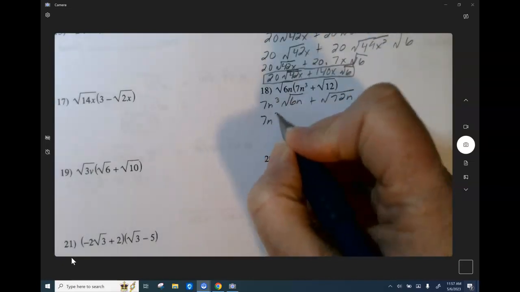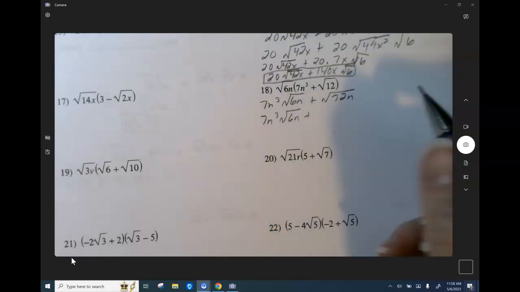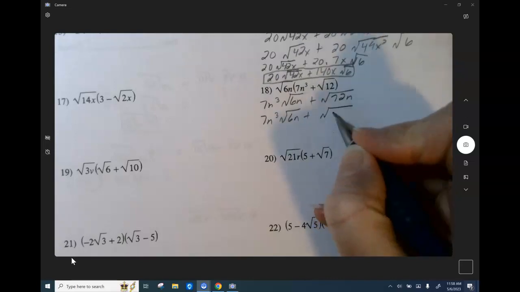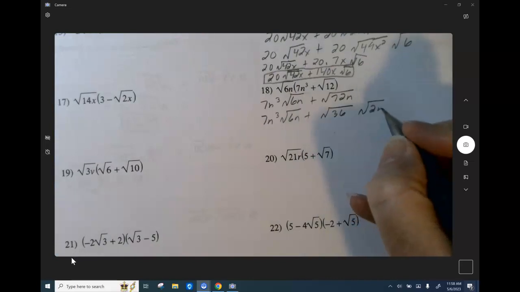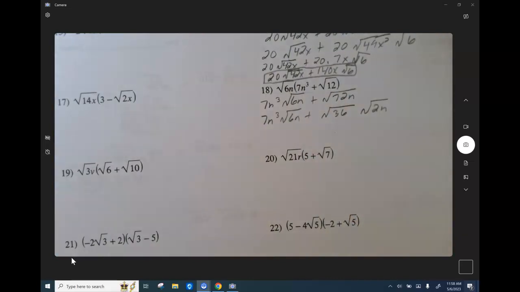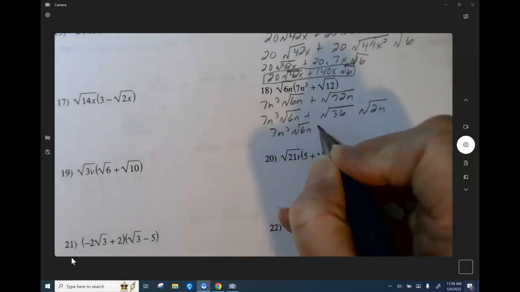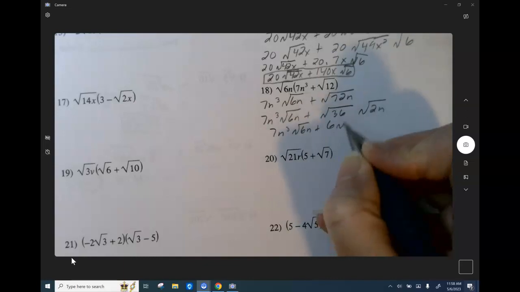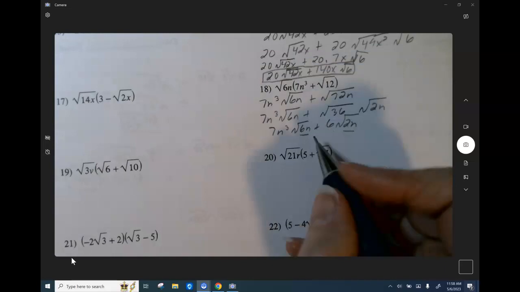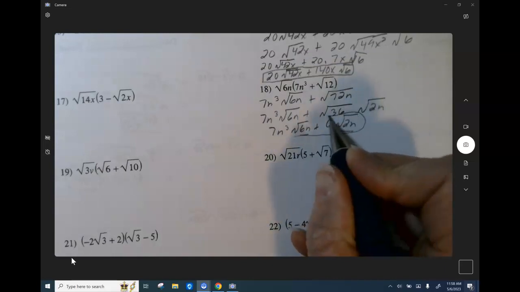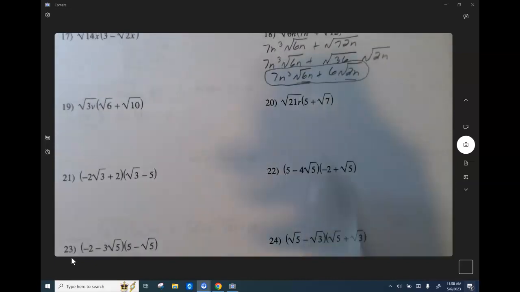So I have 7n cubed. Square root is 6n. And some of you might remember when we've simplified 72 before. Perfect square of that is 36. Now, 36 times 2. Man, they are not wanting us to combine like terms. So I get 7n cubed times the square root of 6n plus 6 square root 2n. Are these like radicals? Nope, we're done. That's all we can do with that one. That's our answer. Okay? 21 does about the same thing.